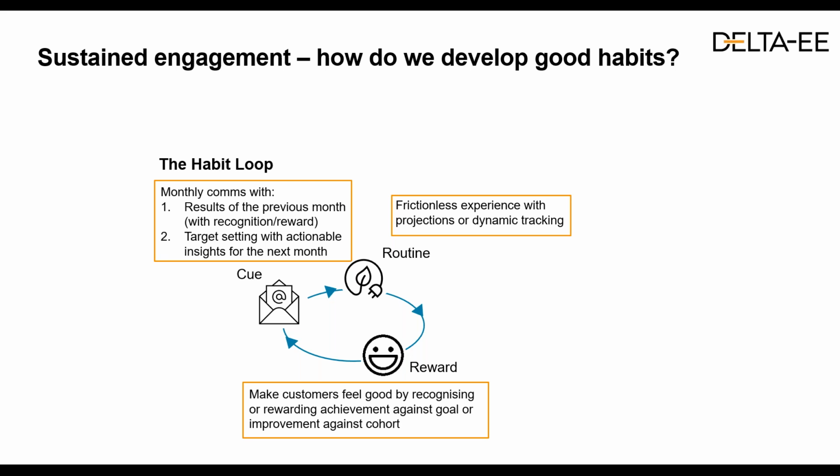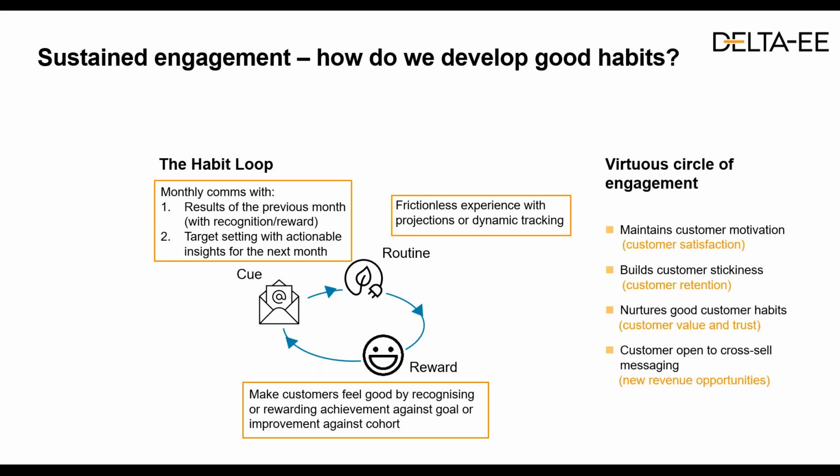If it's a frictionless experience, you could bring in projections of where they're going, dynamic tracking, so they can always see how they're doing. So you can actually reduce the length of that loop and keep that going, because it takes repetition to build that habit. The idea being, once you've built that routine and that sustained engagement through habits, you've got this sort of virtuous circle of engagement that then leads to value creation.